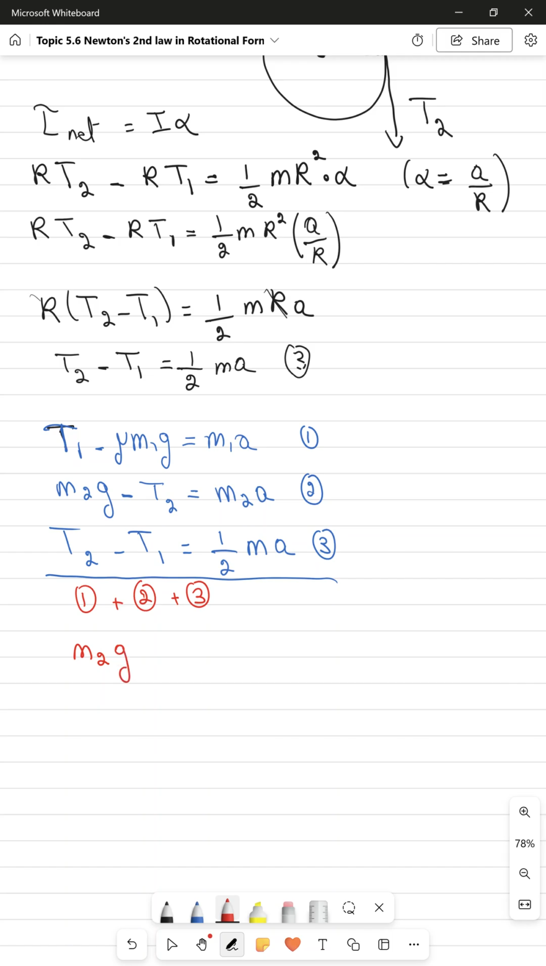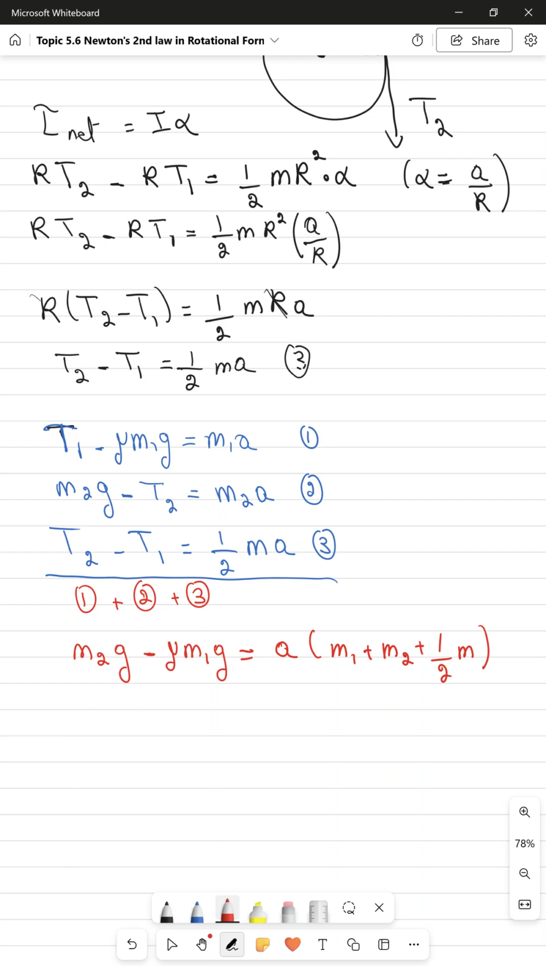M2G minus mu M1G equals A, can take A as a common factor, into M1 plus M2 plus half M. From this, we can find what is mu if you want. If there's no mu, no friction, this one will be cancelled. The second term will be cancelled, and we can find whichever we want.